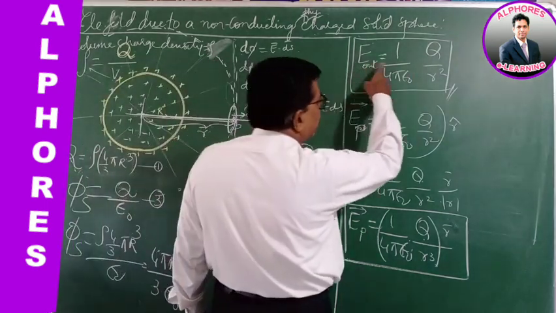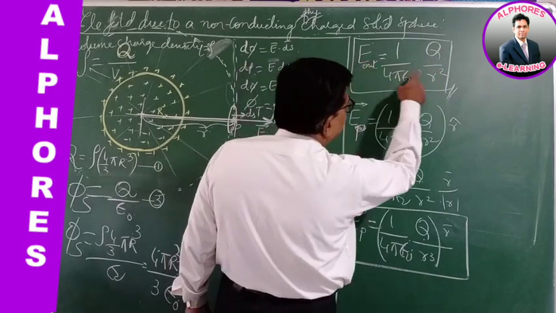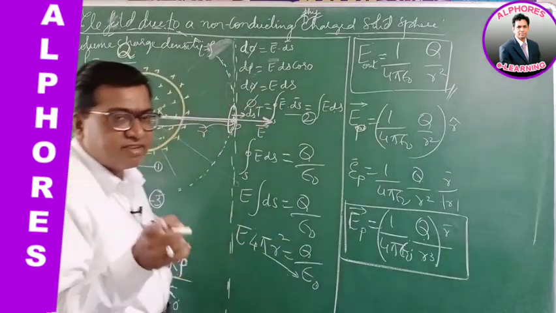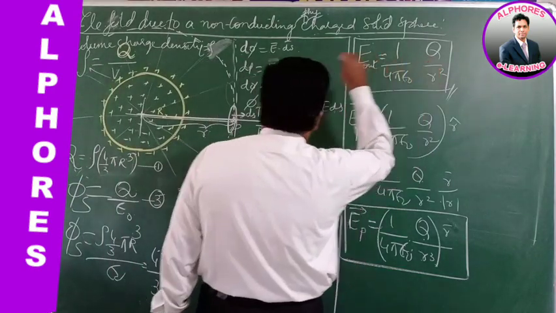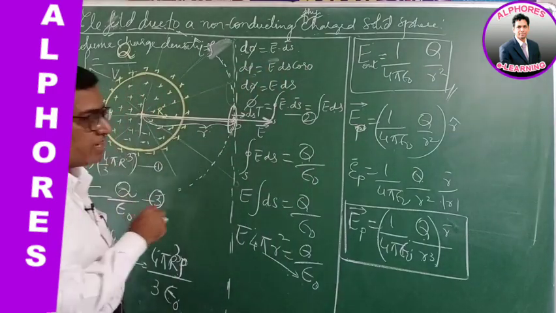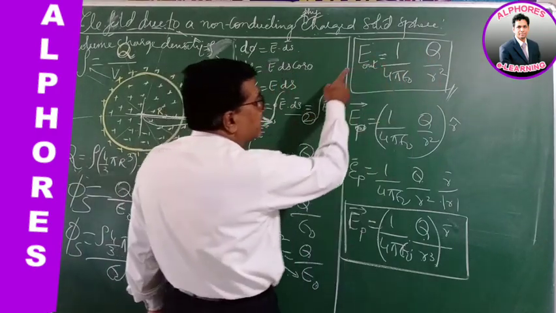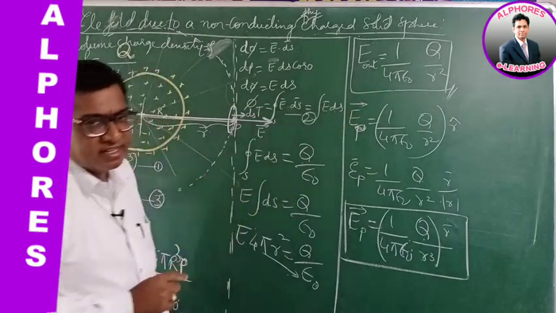When you consider the magnitude, 1 by 4 pi epsilon naught Q by r square, the electric field is inversely proportional to the square of the distance. It obeys the inverse square law. It depends upon the amount of charge contained by the sphere, E proportional to Q. More charge, more field, obvious. And it is inversely proportional to the square of the distance. The more the distance, the less the electric field.